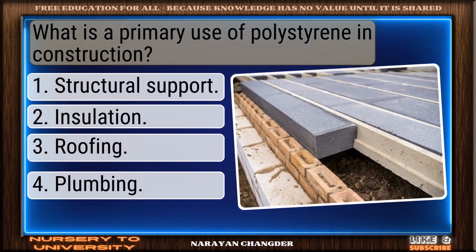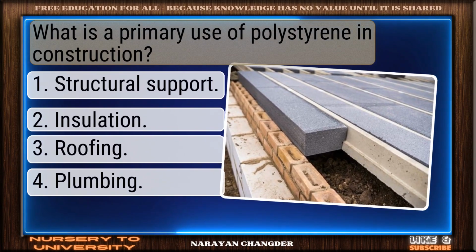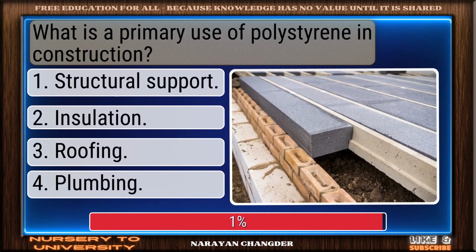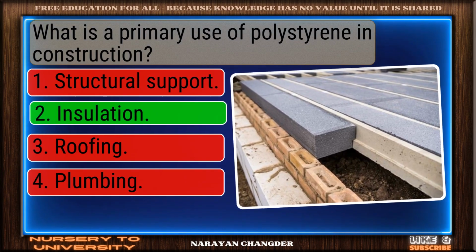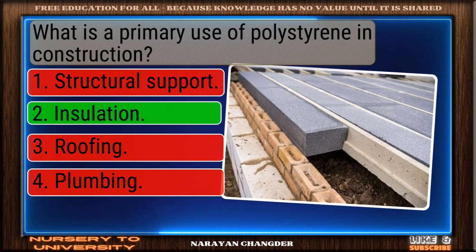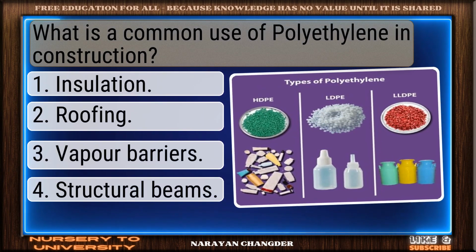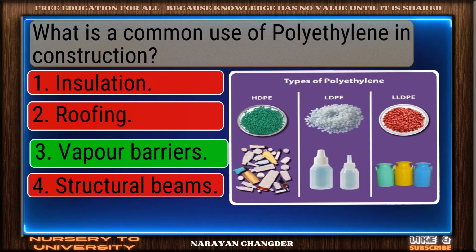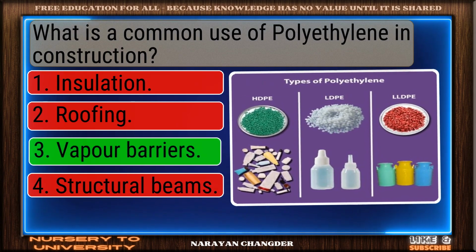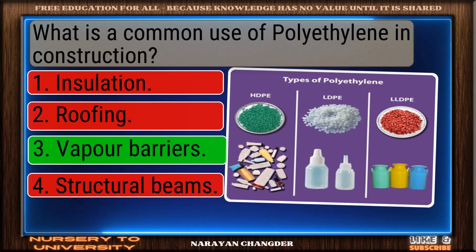What is a primary use of polystyrene in construction? Excellent. Insulation is a brilliant choice. What is a common use of polyethylene in construction? Solid response. Vapor barriers is a valid choice.